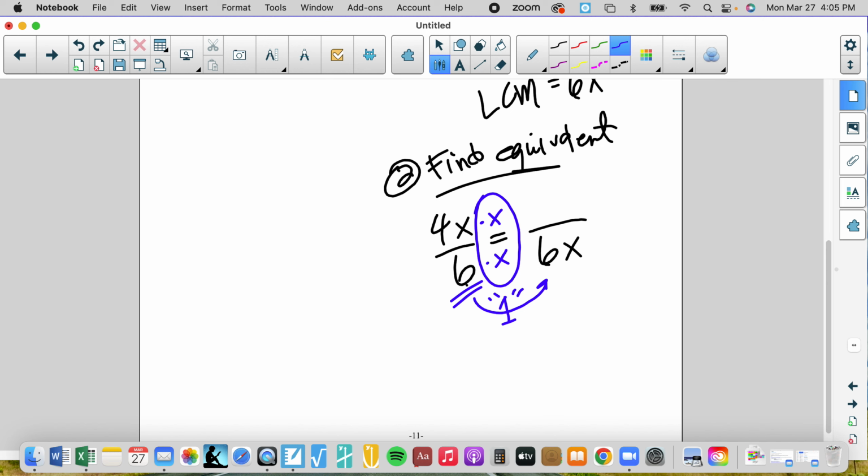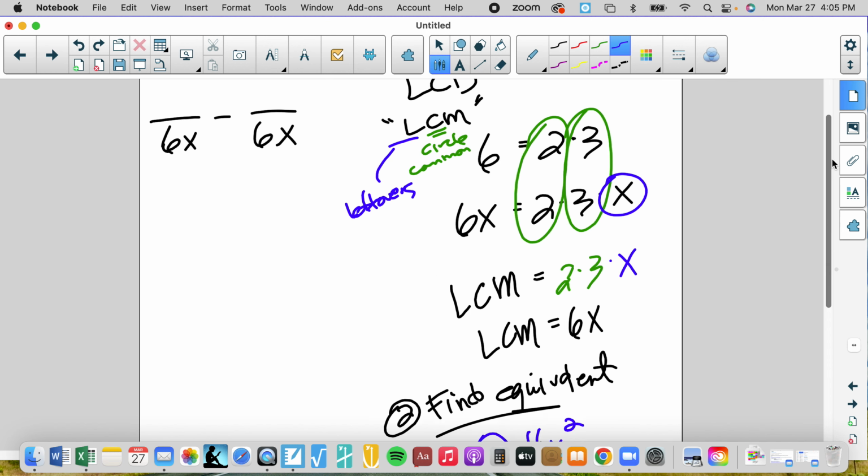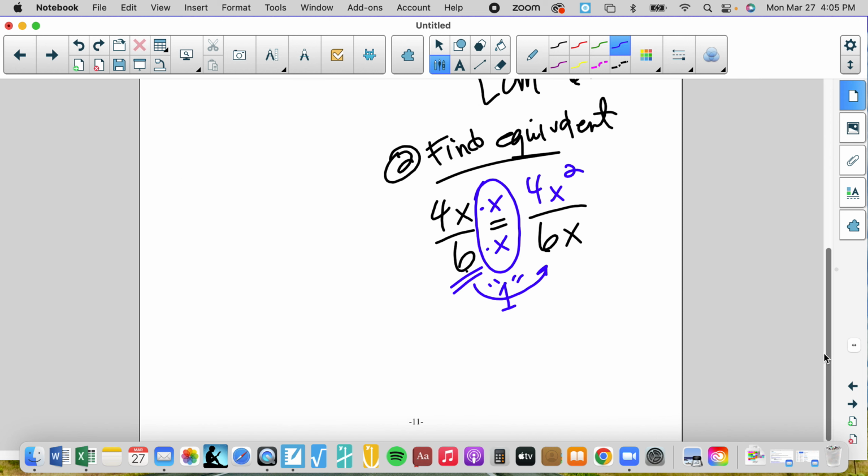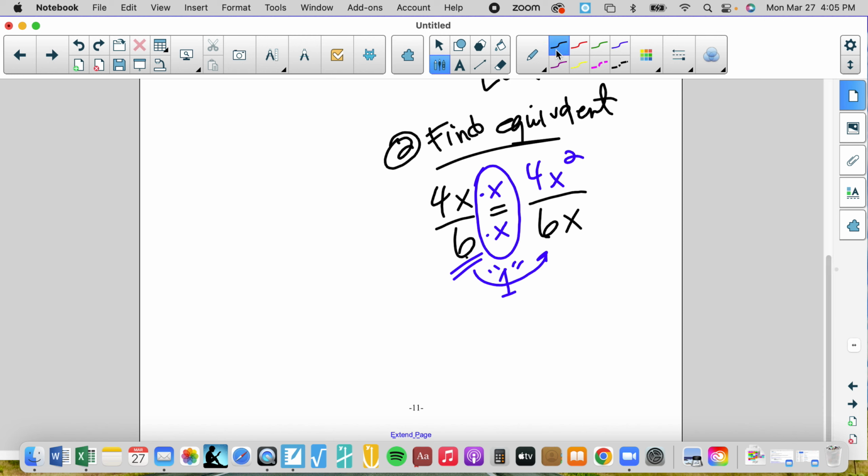So 4x times x is going to give me 4x squared. So 4x over 6 is equivalent to 4x squared over 6x. Now I have 5 over 6x. And I have to find its equivalency to 6x.